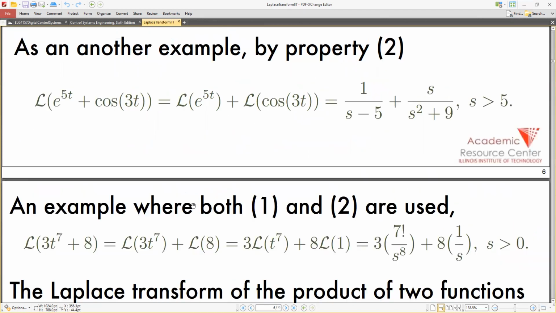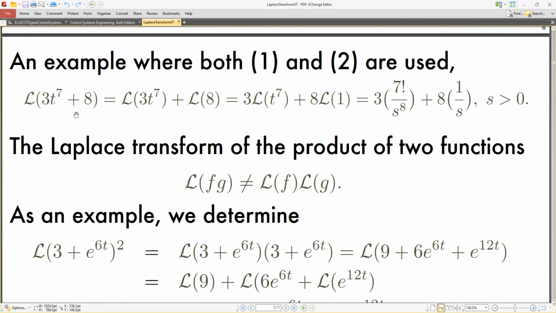That is the second property. Okay, now let's look at an example where both 1 and 2 are used. Laplace transform of 3t to the power 7 plus 8. So we can write like this.